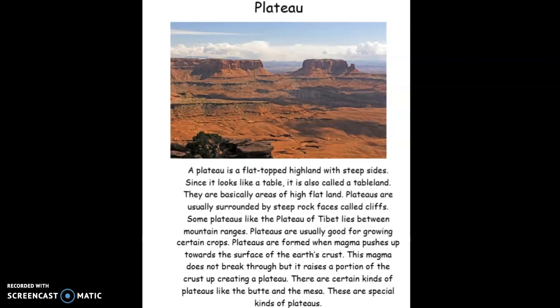Plateaus are formed when magma pushes up towards the surface of the Earth's crust. This magma does not break through, but it raises a portion of the crust up, creating a plateau. There are certain kinds of plateaus, like the butte and the mesa. These are special kinds of plateaus.